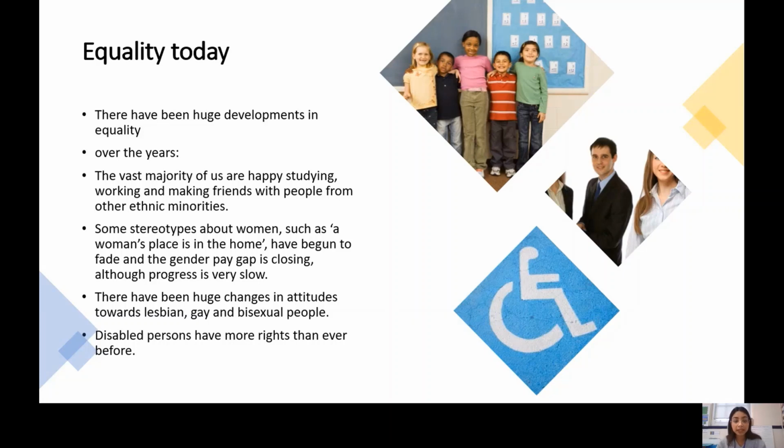There have been huge changes in attitudes. So attitudes are the beliefs and values that us as individuals think towards lesbian, gay and bisexual people. And disabled persons have more rights than ever before. So you can see equality has really changed from periods in history.